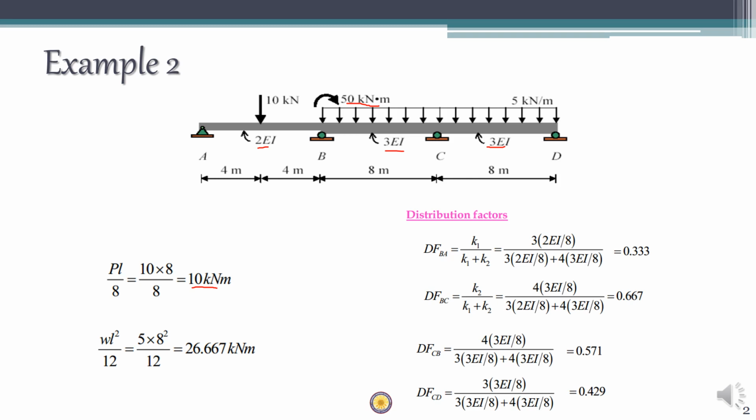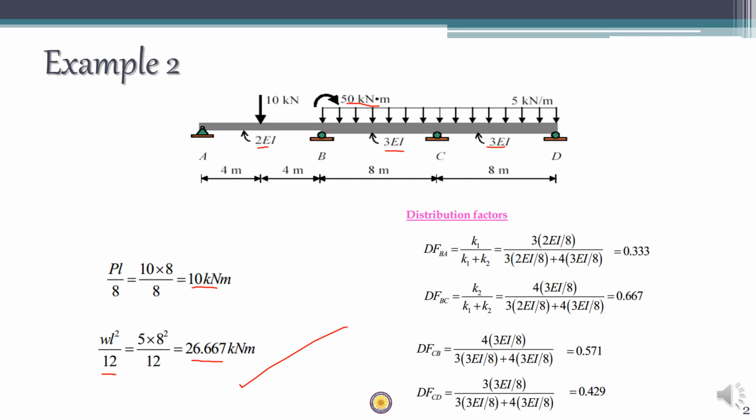For the spans BC and CD, the FEM value will be WL square by 12. So substituting W as 5 and L as 8 meters, we have the FEM as 26.667, which means that FEM BC and FEM CD are equal to minus 26.667 and FEM CB and FEM DC are equal to plus 26.667. So once the FEM is found out, this part is done.